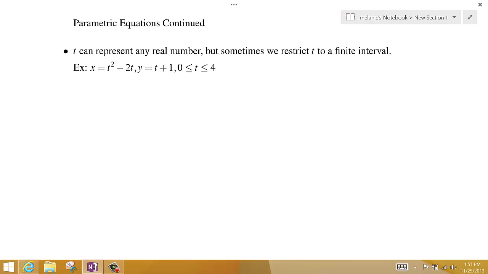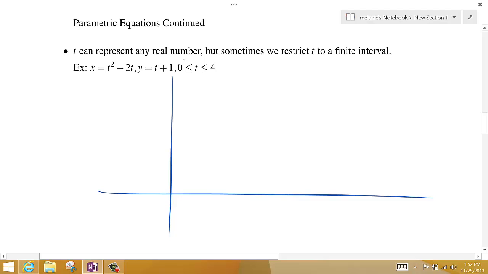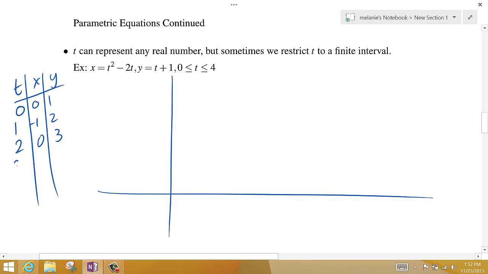T can express any real number, but sometimes we want to restrict t to a finite interval. So let's look at our equations again. We had x equal t squared minus 2t, y equal t plus 1, and now we have a restriction on t. We say that t is between 0 and 4. How does this change our picture? We're going to have the same kind of graph, but now we're only going to start at t equals 0. So t equals 0, we had (0, 1). When t was 1, we had (-1, 2). When t was 2, we had (0, 3). When t was 3, we had (3, 4). And when t was 4, we had (8, 5).